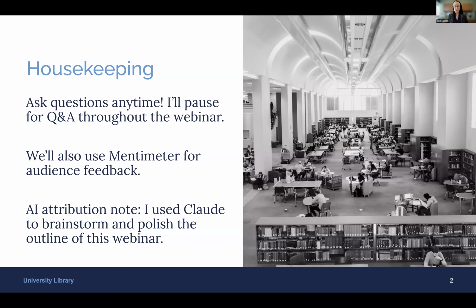And then one more thing before we get started, I like to model transparency in using AI tools. So I did use Claude, which is a large language model offered by Anthropic, to brainstorm and polish the outline of this webinar. So I'm happy to talk more about that too. But I do like to model that transparency that we recommend to our students.